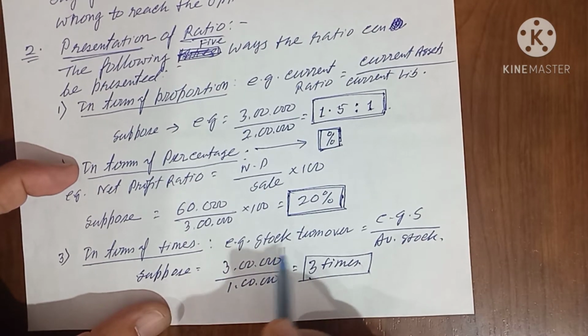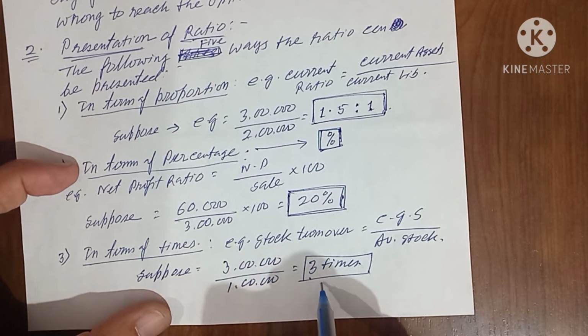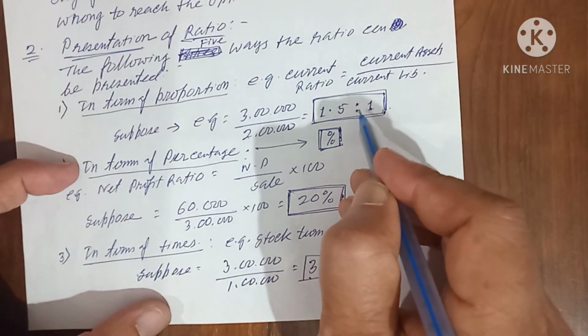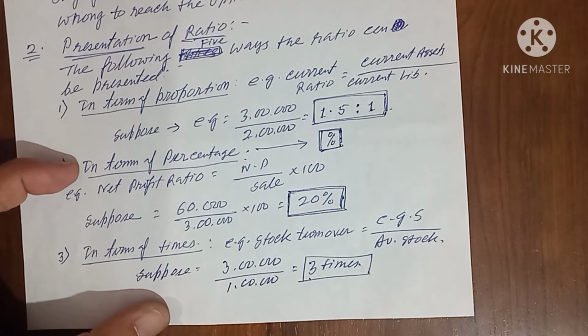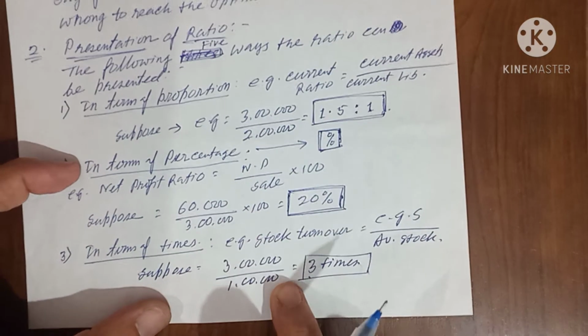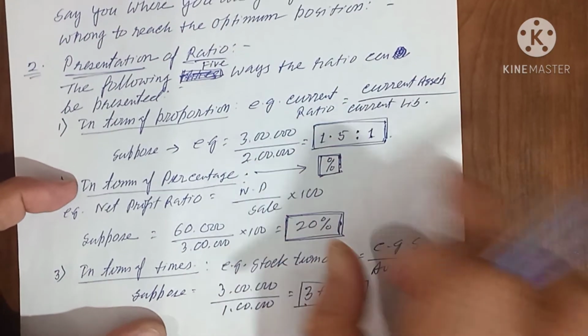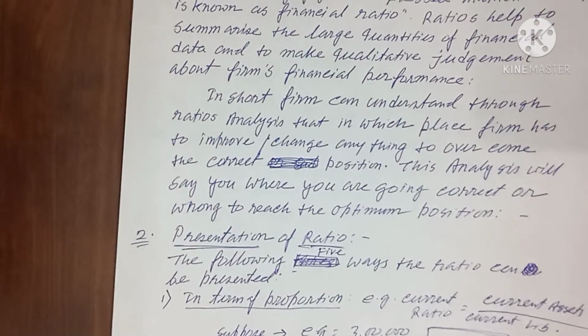So whenever you are going to find out the stock turnover ratio, that stock turnover ratio you cannot express through percentage or proportion. That is the thing I want to tell you. You cannot express it through percentage or through proportion. It can be expressed only through times. So this is the thing which you have to understand.